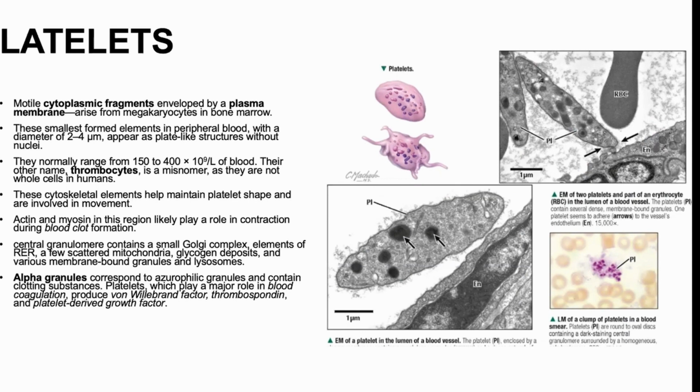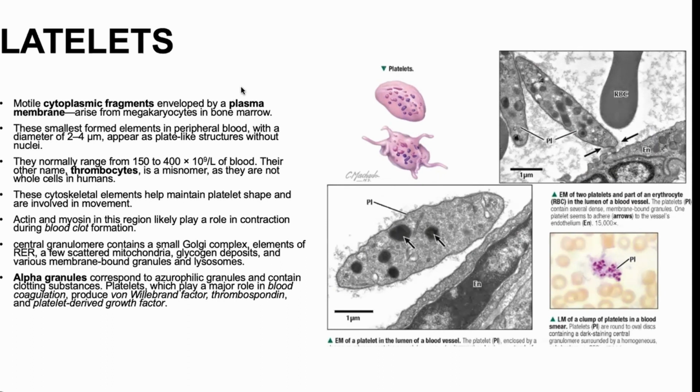So they normally range from about 150 to 400, and if it drops below the 150, they tend to call it thrombocytopenia. Anytime you see penia, leukopenia, or thrombocytosis, leukocytosis, it just means that you have a decrease or an increase in whatever it is. So they have alpha granules that correspond with the eosinophil, and they contain clotting substances.